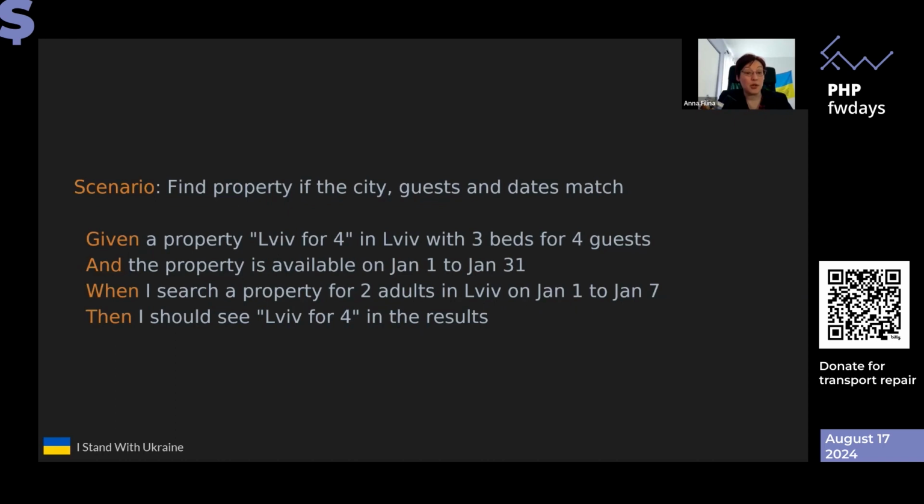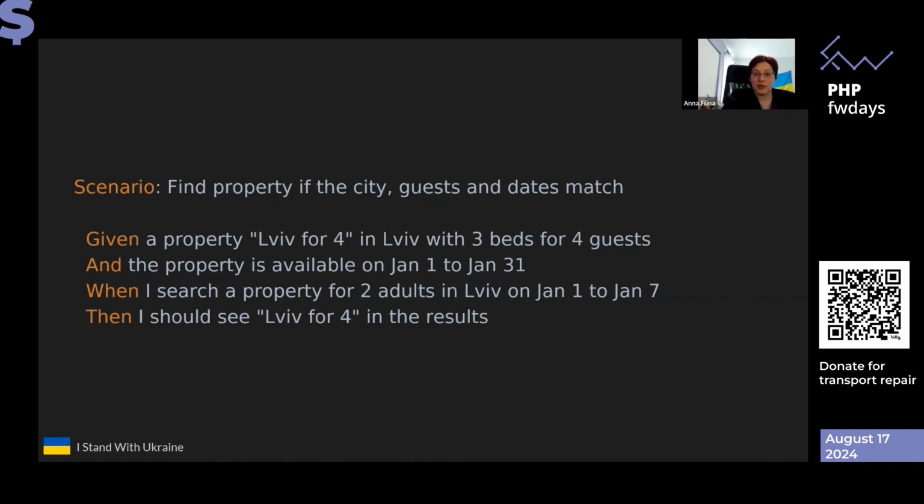So we want to do a search for the properties. We find a property if the city, guests, and dates match, right? So given the property LV44, which is just a name I decide to give it so I can refer to it later in the same test. It's the name of the property for testing purposes. So given the property LV44 and the property is available on these dates, when I search for 2 adults on these dates, then I should see this property in the results.